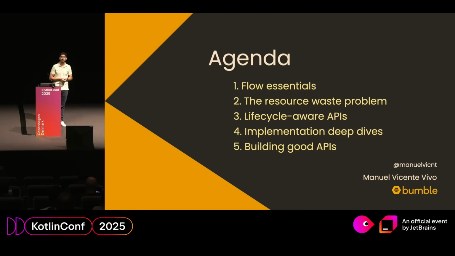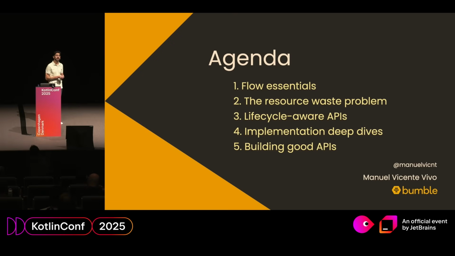So the agenda for today is that we're going to start with some flow essentials, 101 on flows, so that everyone is on the same page and everyone can follow along throughout the rest of the talk. Then we're going to introduce the resource waste problem. This appears if we don't collect properly from the UI. We'll see that in a second. And then to mitigate these problems of wasting resources of the device, we're going to introduce the Lifecycle-aware APIs. And then we're going to look at the implementation details. Here, we're going to be looking at some low-level APIs that we're going to be using. And then we're going to learn a few things along the way. I think it's going to be pretty cool.